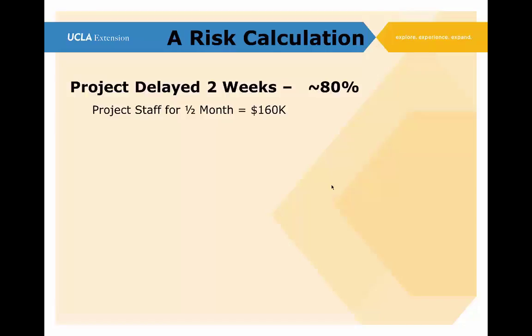So this is about a half a month. And so we're going to have a project delayed for 2 weeks, so our cost for keeping our project staff for a half a month longer is $160,000.